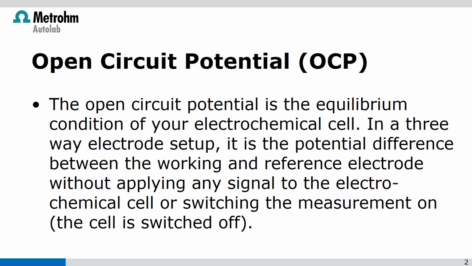The open circuit potential is the equilibrium condition of your electrochemical cell. In a three-electrode setup, it is the potential difference between the working and the reference electrode, without applying any signal to the electrochemical cell or switching the measurement on. So the cell is switched off.